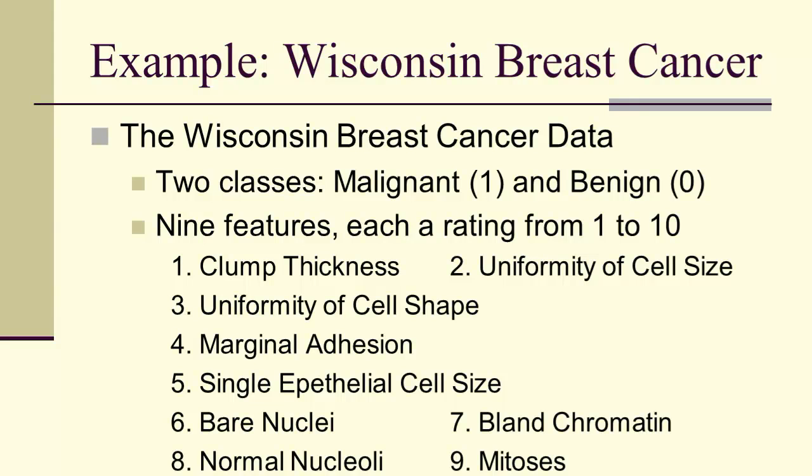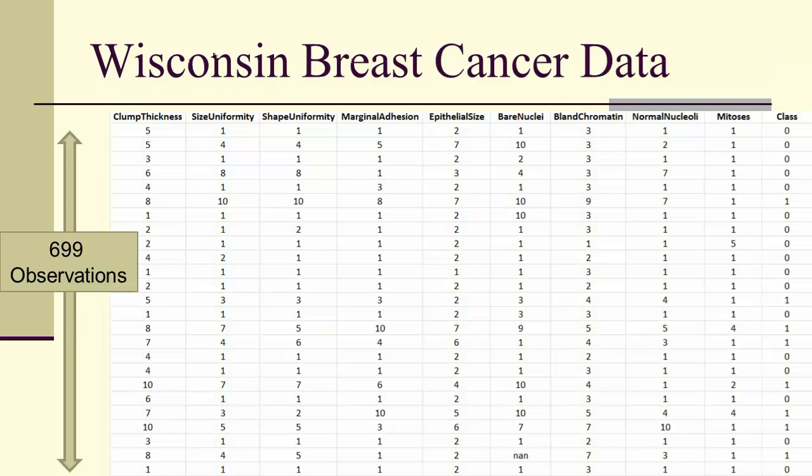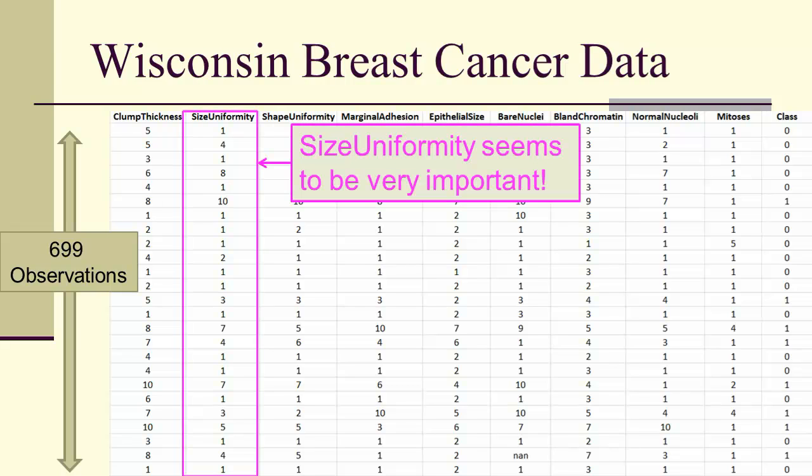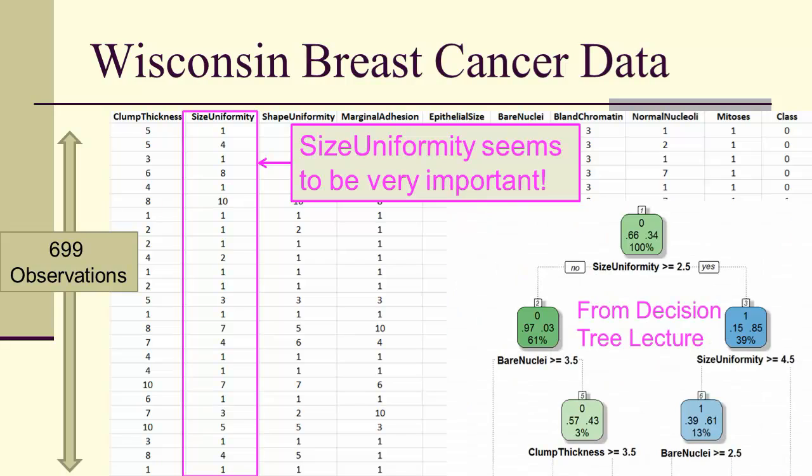We have already looked at this Wisconsin breast cancer data. We see that there's 2 classes, malignant or benign, and 9 features. And we had 699 observations. And the size uniformity seemed to be very important. In particular, from the decision tree lecture, we got this decision tree, and the size uniformity, greater than or equal to 2.5, seemed to be an important issue in determining whether or not an unlabeled observation came from a malignant sample or a benign sample.